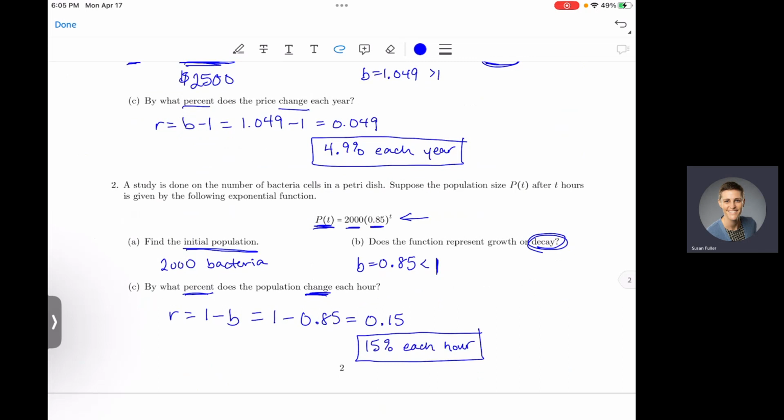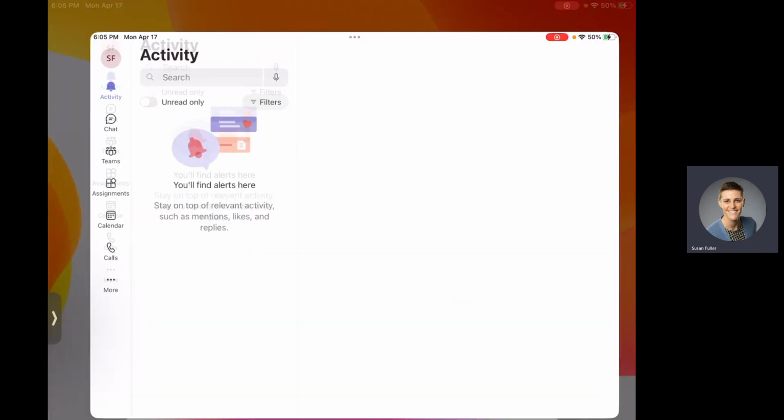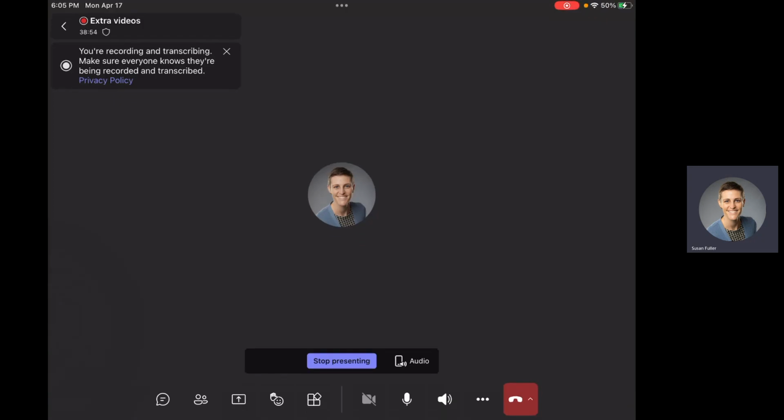All right, I hope that helps with this one. And I'm going to do one more for continuous exponential growth and decay. So I will see you in the next one.